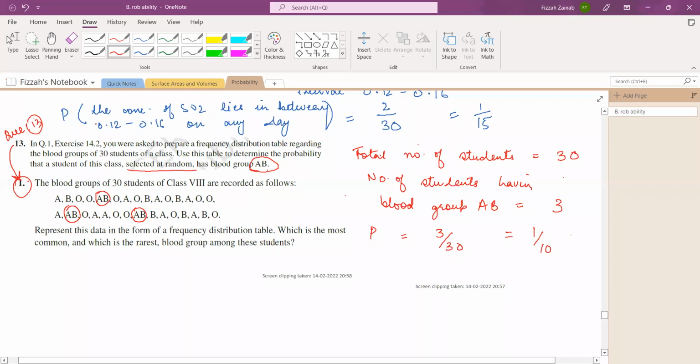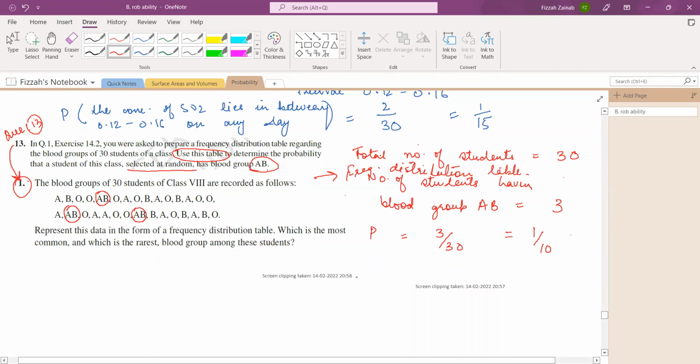Yeah, okay, one thing. Wait, you have to construct a table because it is saying to use this table, right? Read the question. You were asked to prepare a frequency distribution table, right? Then it says to use this table. So first of all, you have to create a frequency distribution table in this question, all right? Yes, ma'am. Or you may lose your marks if you do not create it.